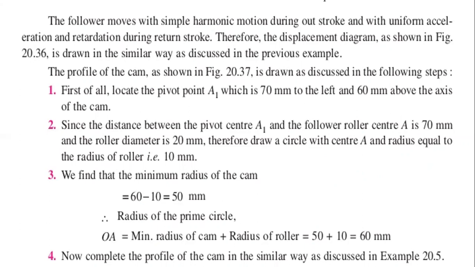First of all, locate the pivot point A1, which is 70 mm to the left and 60 mm above the axis of the cam. Then, the distance between the pivot center A1 and the follower roller center A is 70 mm, and the roller diameter is 20 mm.